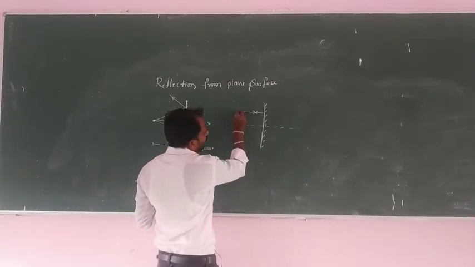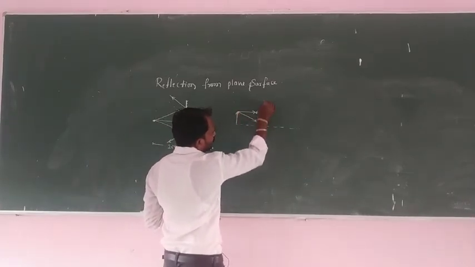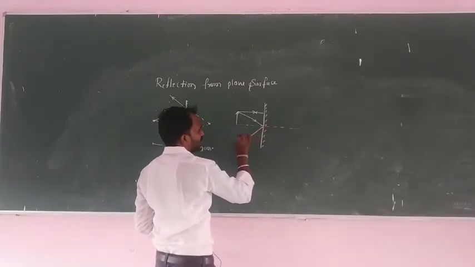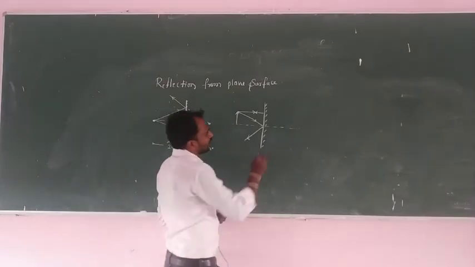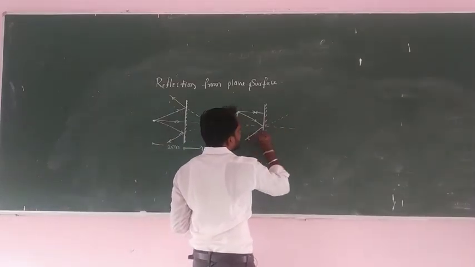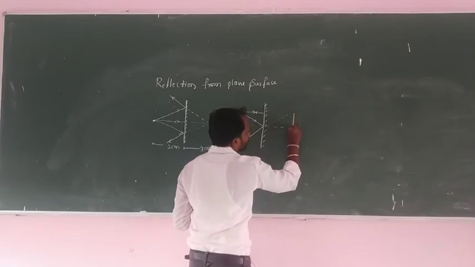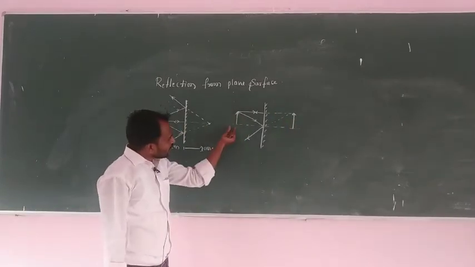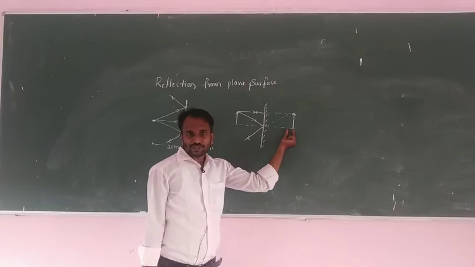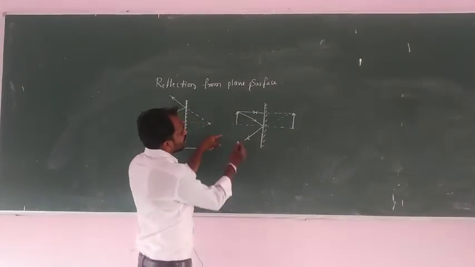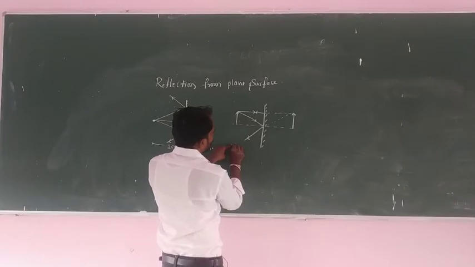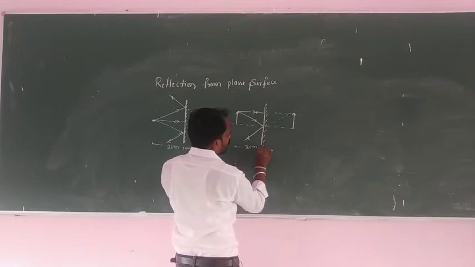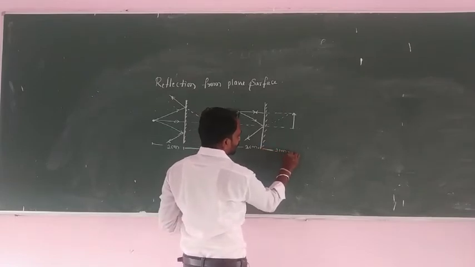And here another light ray is incident on this reflecting surface. Then what happens? This light ray is reflected. Then if we extend these light rays, here we will get the image. So this one is an image. This one is the object and this one we consider the image. Here we consider the distance between object and mirror. Object to plane mirror is 1 centimeter, and plane mirror to image is also 1 centimeter.